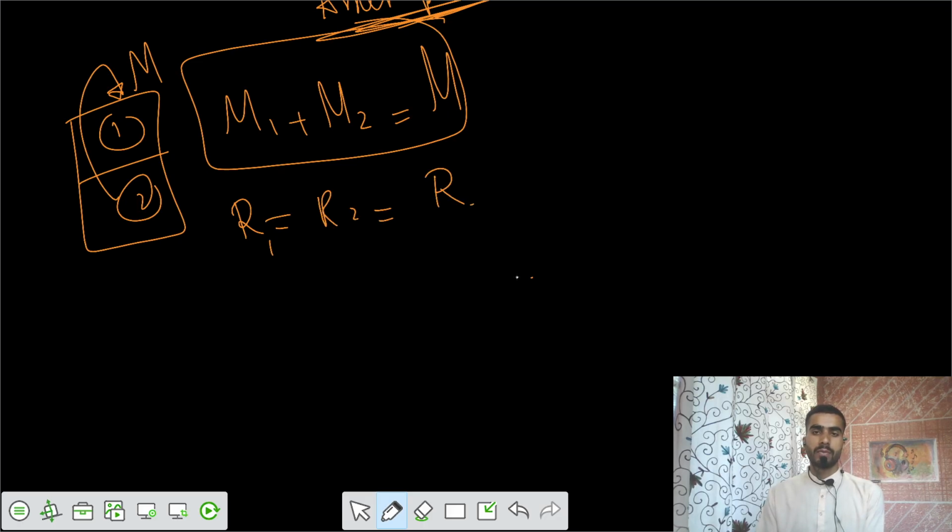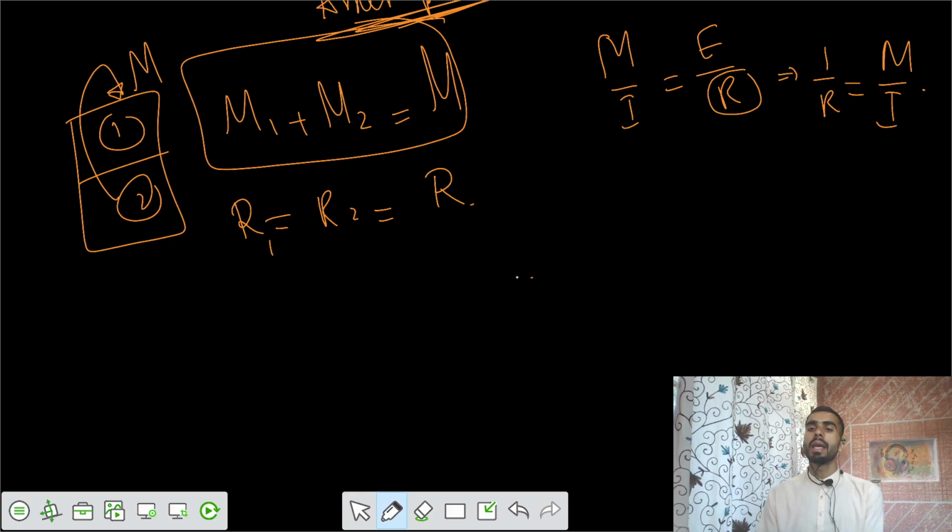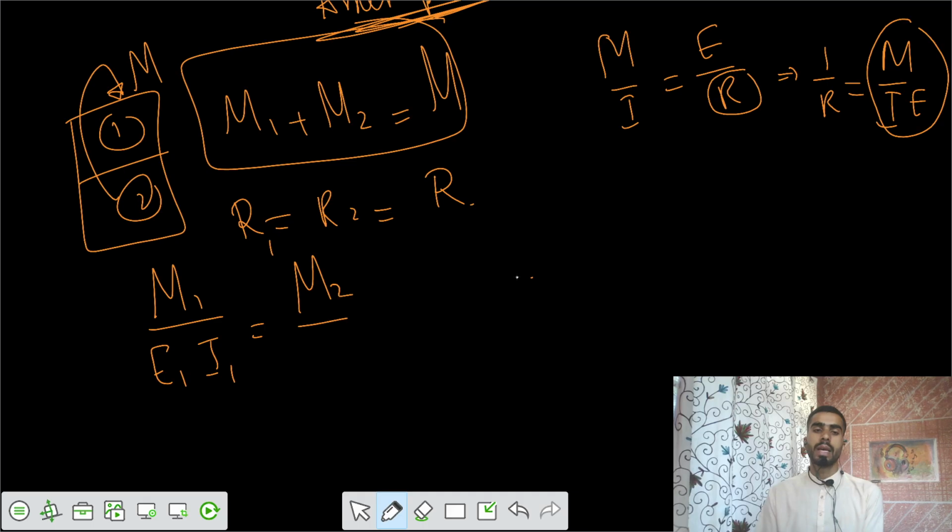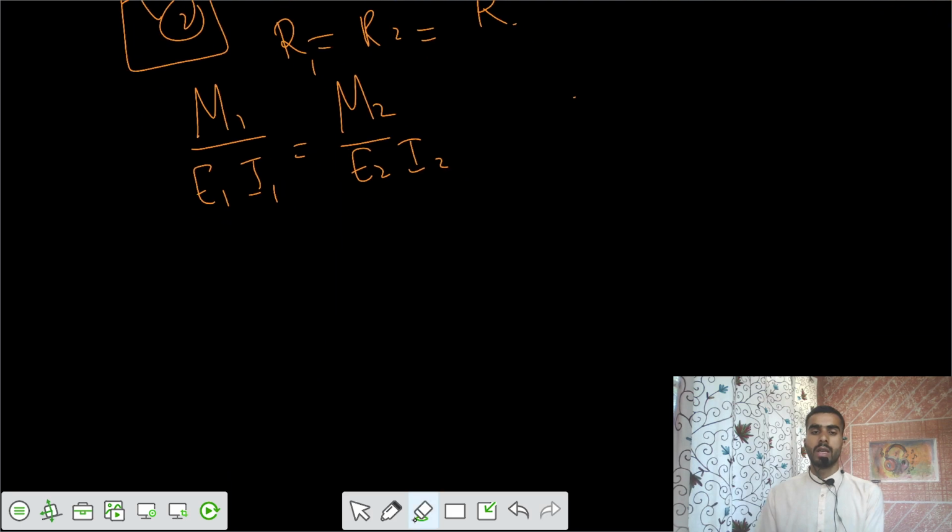Then from the Bernoulli flexural formula, we write M by I equals E by R. So we can say that 1 by R equals M by EI. So I would write M1 by E1 I1 equals M2 by E2 I2. If I convert one into the other, I would write M1 equals M2 times E1 I1 by E2 I2.